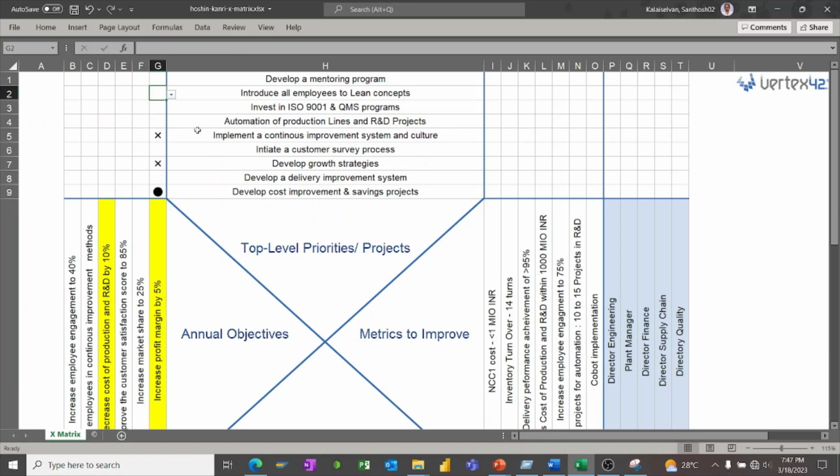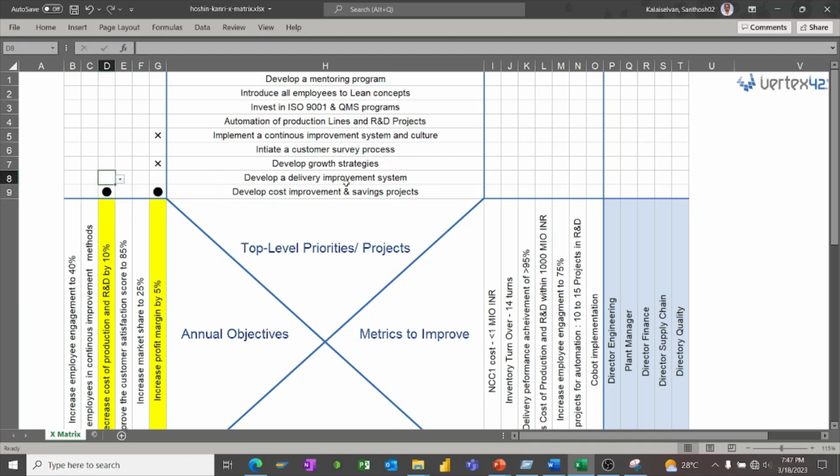Introduce all employees to lean concept, develop a mentoring program. All these things are not directly correlated. So the only thing is develop cost improvement programs and savings projects for this annual objective. So now, to decrease the cost of production by 10%, yes, certainly it is correlated with develop cost improvement and savings projects. So this is a primary correlation.